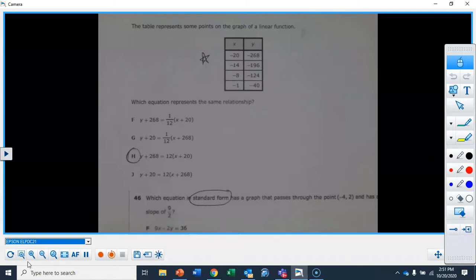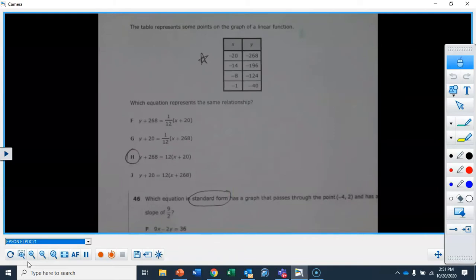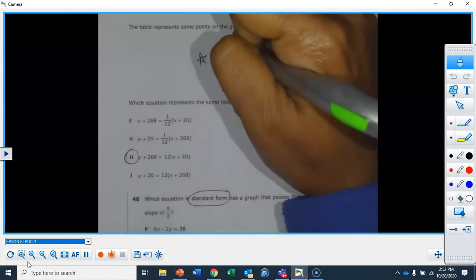Here we go. So you have a table of data, all right? The first thing that I notice is, hey, I have an X column and a Y column. Well, I can make points, right? Because I know that X, this is the input.